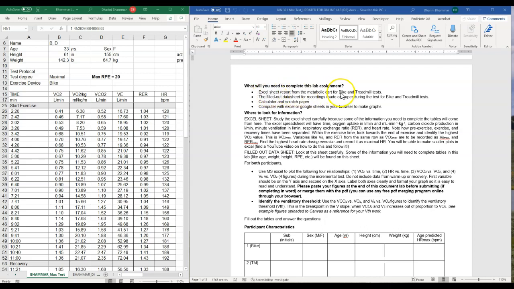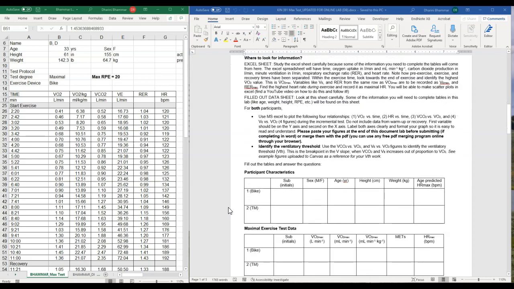assignment. You'll need the Excel worksheet, which looks like this. You'll need the filled out data sheet for recordings because that's where you'll get the rating of perceived exertion. You'll need a calculator and scratch paper to finish your calculations, and then you'll need Excel or Google Sheets to make your graphs. Make sure you read all these instructions carefully so that you know what you're doing.